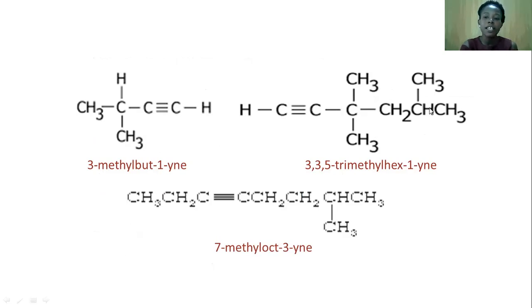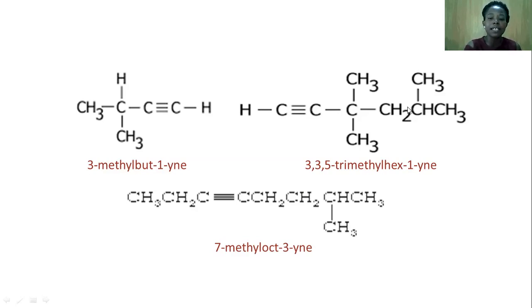Then look at this very carefully. Count the number of carbons: 1, 2, 3, 4, 5, 6 carbon atoms. Now I'm counting from the left because the triple bond is on the left-hand side. So you have 1, 2, 3. On carbon 3 you have 2 methyl groups, so you have 3, 3. Then on carbon 5 you have another methyl group. So you have 3, 3, 5 trimethyl, 3 methyl groups. So you have 3, 3, 5 trimethyl hex 1-yne. That's the name of that compound.